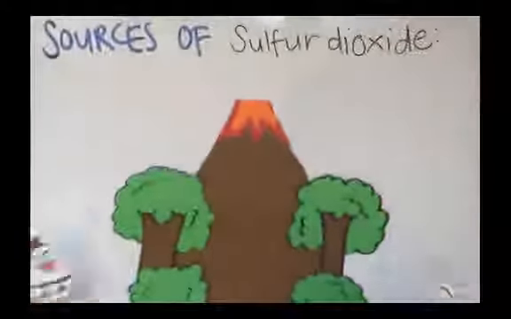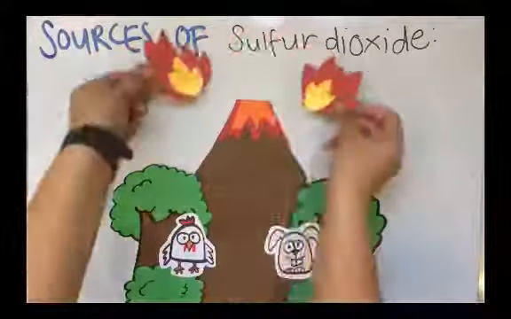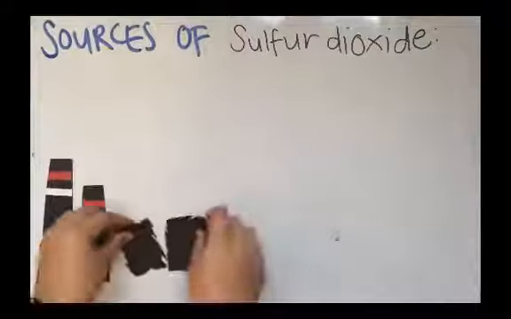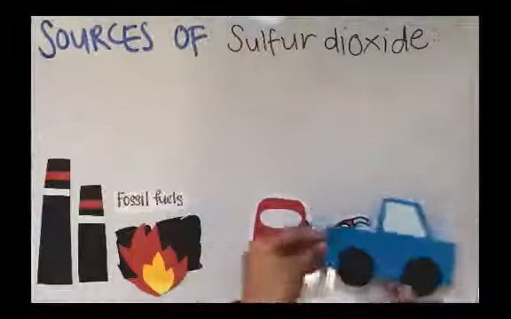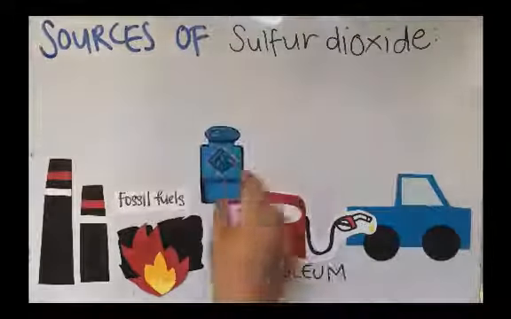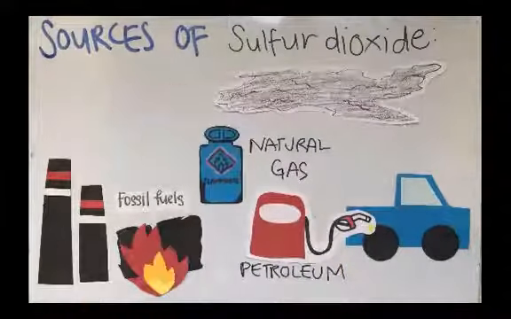Lastly, sulfur dioxide. Sulfur dioxide is also produced during natural occurrences such as volcanic eruptions, human activities such as the burning of coals for electricity, burning of petroleum in car engines, and burning of natural gas, commonly used in cooking, also produces this pollutant.